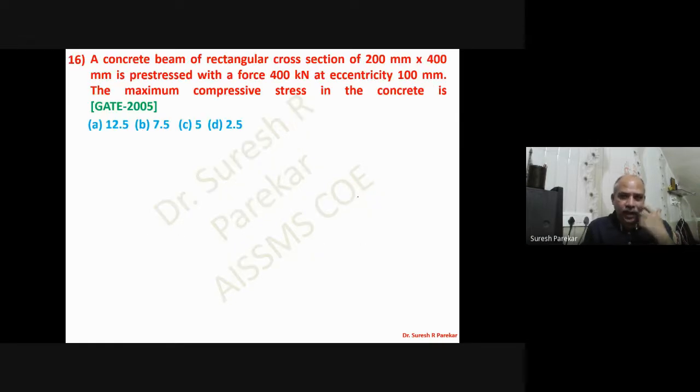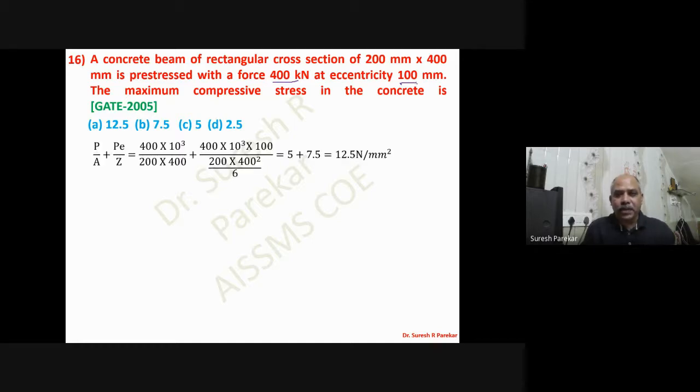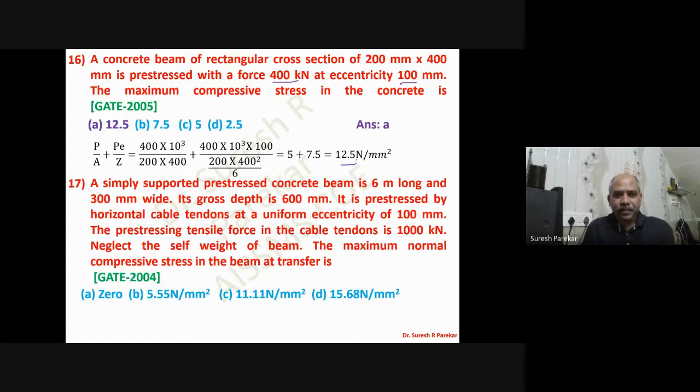Then we have a concrete rectangular section 200 by 400, and P is given. You can see over here, the pre-stressing force is given as 400 kilonewton, and the eccentricity is given as 100 millimeter. Maximum compressive stress means that it is at the bottom. So P by A plus PE by Z comes to 12.5 Newton per mm square. So the option is A.